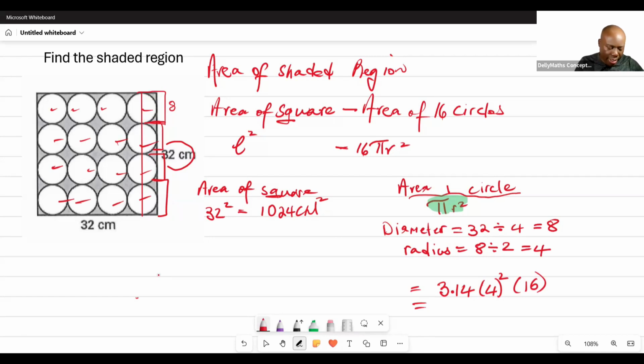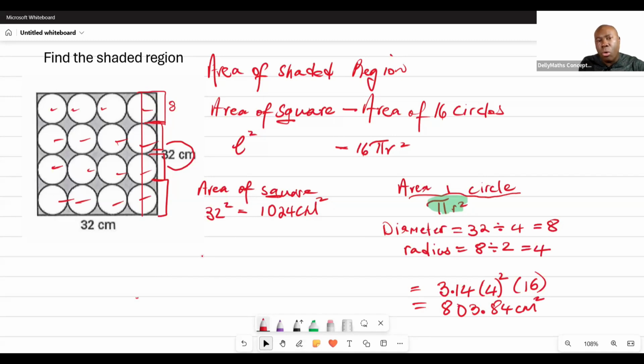So let's just work it out quickly. We're doing 3.14 times 4 times 4, and then we want to multiply that by 16. We're getting 803.84, and this is definitely cm squared. So now we have found the area of those 16 circles and the area of the square.